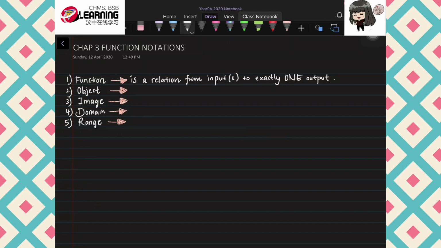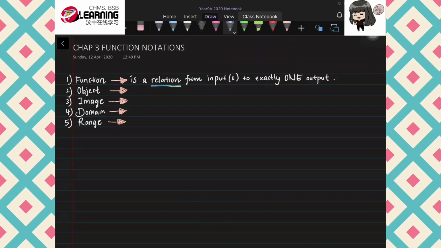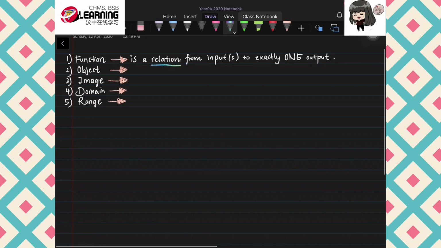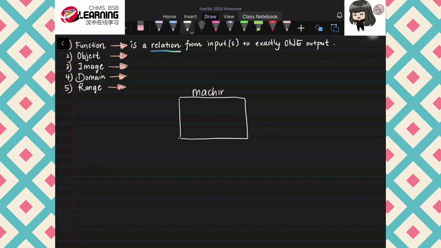A function is a relation from input to exactly one output. Let me illustrate this. Let this be a box, and it's a machine. This machine has an input and an output. This is the input and this is the output.